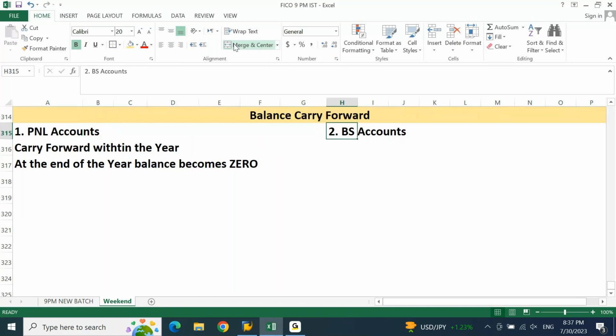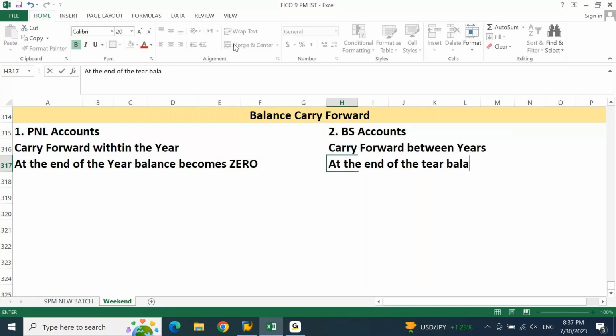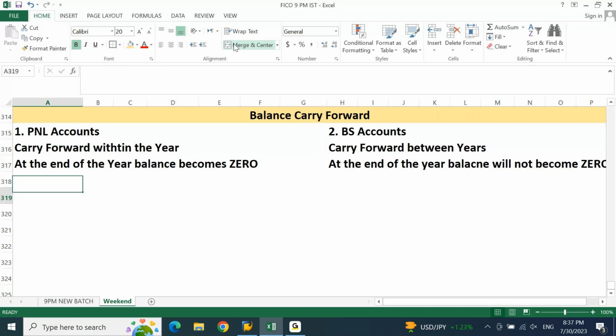For balance sheet accounts, carry forward between years. At the end of the year, balance will not become zero. When I say this statement, let's say for example, I have rent, I have bank. Are these two accounts clear? Rent is a P&L account, bank is a balance sheet account.